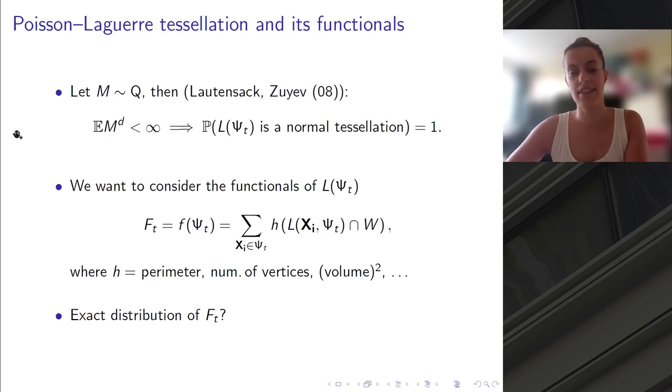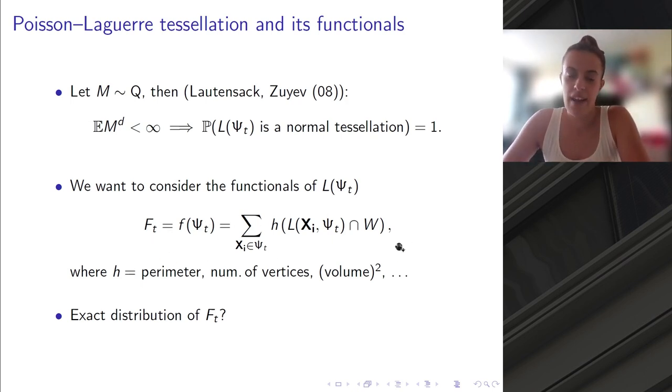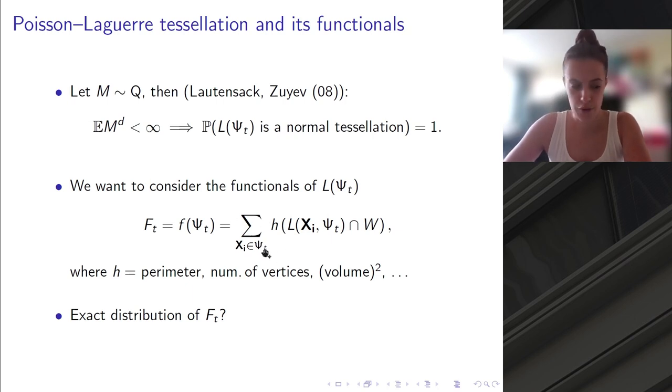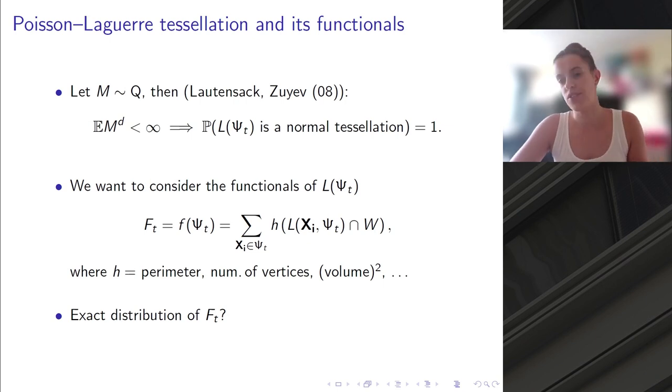And this is something that we want from the mark distribution always. What we really want to work with are the functionals of this Poisson-Laguerre tessellation. So these are random variables in this form. We sum over all points from the process, and then we have some characteristic of the cell that is generated by the point. Because obviously if we took all the cells, we would get infinity, we only look inside some bounded window W. Here you can imagine the perimeter, or the number of vertices, or squared volume, and hopefully in the future even something more complicated, for example where we would sum over pairs of points and compare the volumes of the cells. But right now, if you imagine we take the perimeter of the cells, that is really okay.